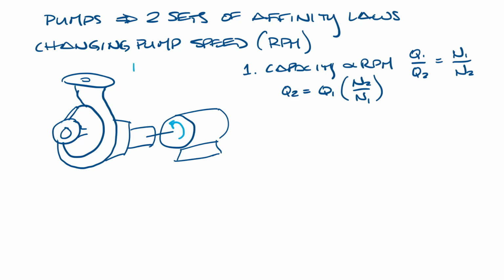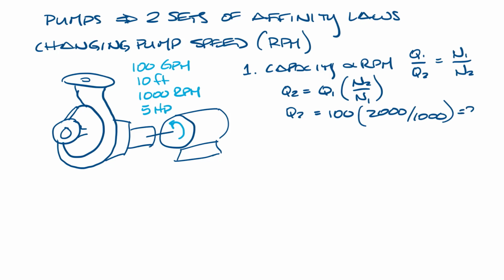To make the math easy, let's say we have a pump with a capacity of 100 GPM. It has 10 foot of head, it's operating at 1,000 RPM, and has a 5 horsepower motor. What happens if we double the RPM? So now Q2 equals 100 times 2,000 divided by 1,000. That would give us 200 GPM. So when we double the RPM of the pump, we double the capacity of the pump.